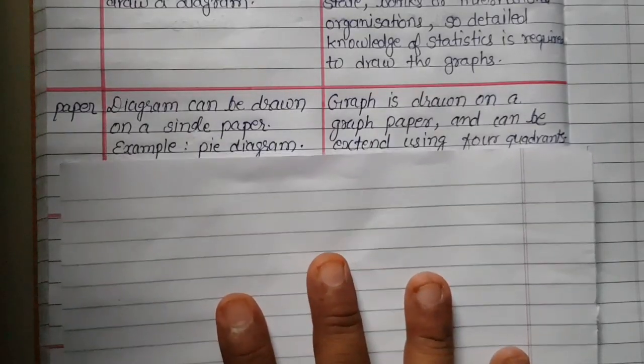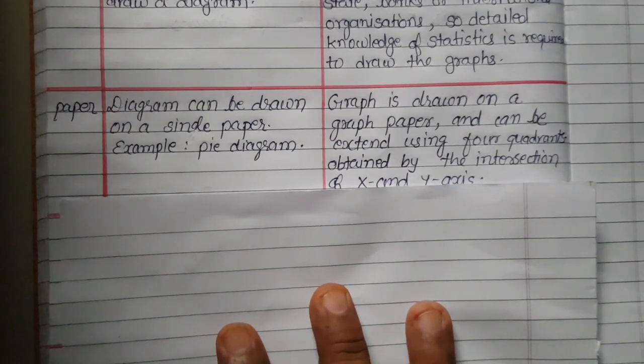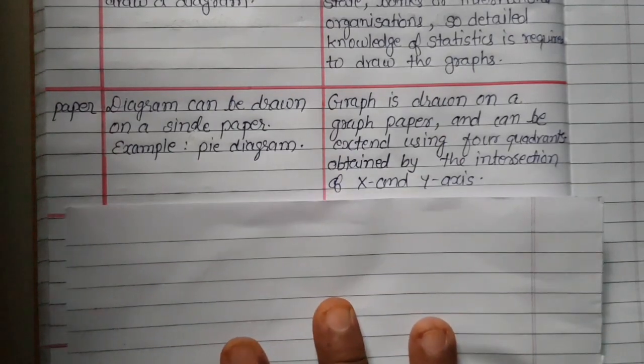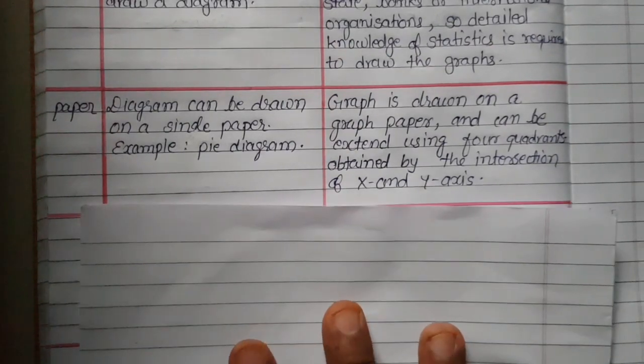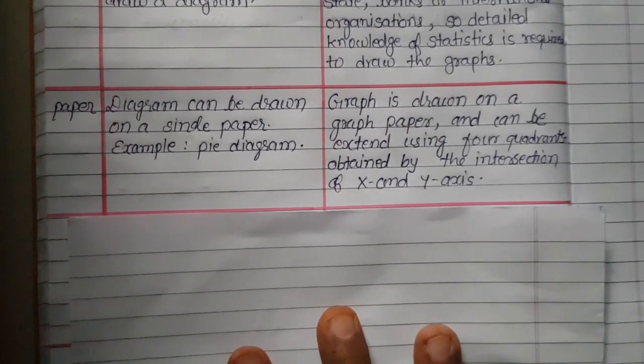The third point, paper. Friends, a diagram can be drawn on a simple paper, like a pie diagram. You don't need to take graph paper here. You can draw the diagram on a single paper. But a graph is drawn on graph paper only, and it can be extended using 4 quadrants obtained by the intersection of the x-axis and y-axis. Friends, you know how to draw a graph, and what the 4 quadrants of the graph are. You know this. So a graph is drawn on graph paper, but a diagram can be drawn on a simple paper.